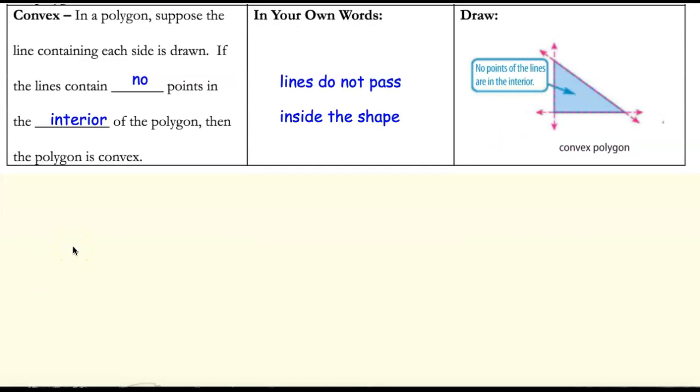Next one is convex. In a polygon, suppose the line containing each side is drawn. If the lines contain no points in the interior, then it's considered convex. So again, if we extended the lines in all directions here, none of the lines cross on the inside of our figure here.